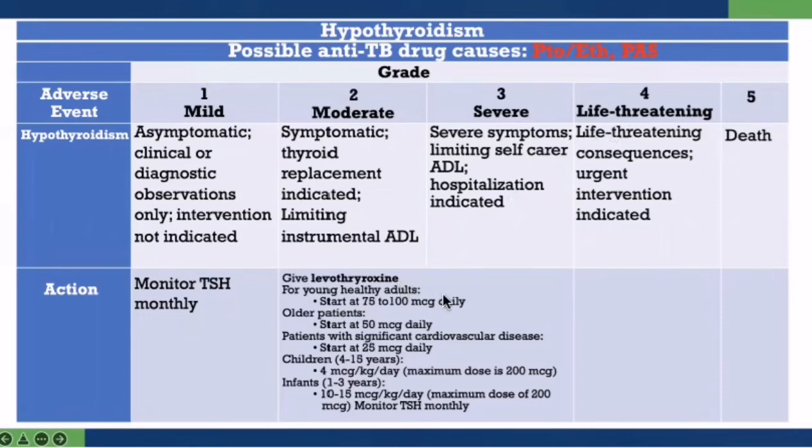So for young healthy adults, you can start at 75 to 100 microgram daily. For older patients, a lesser dose at 50 microgram daily. And if we have MDR-TB patients with significant cardiovascular disease, you may start levothyroxine at 25 microgram daily. And for children from 4 to 15 years, you can give levothyroxine at 4 microgram per kilogram per day. The maximum is 200 microgram.